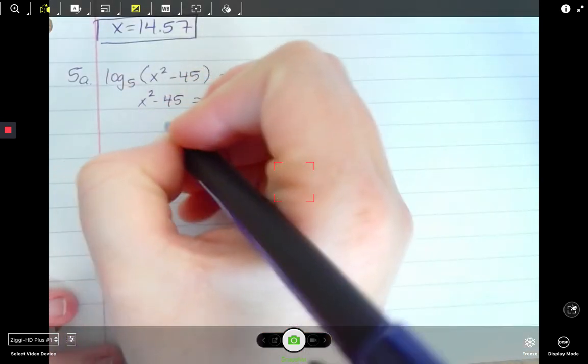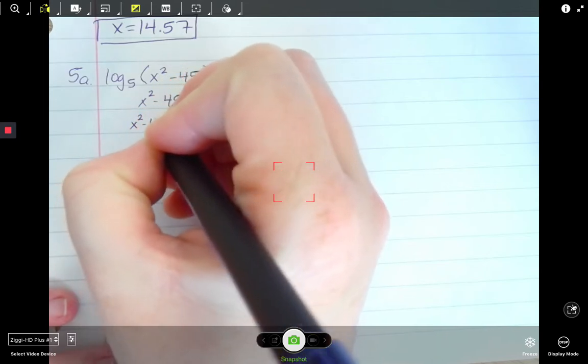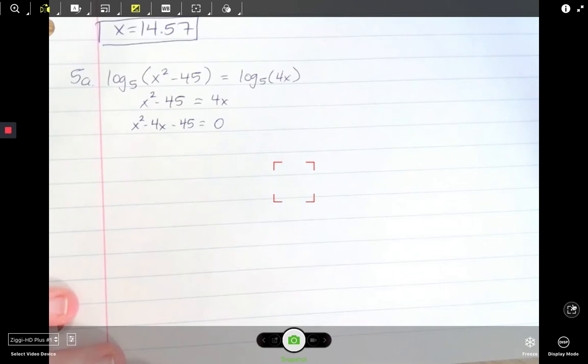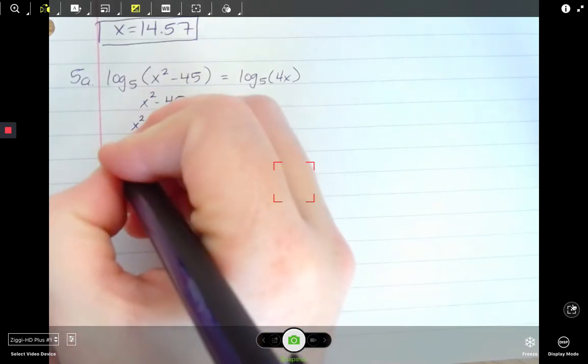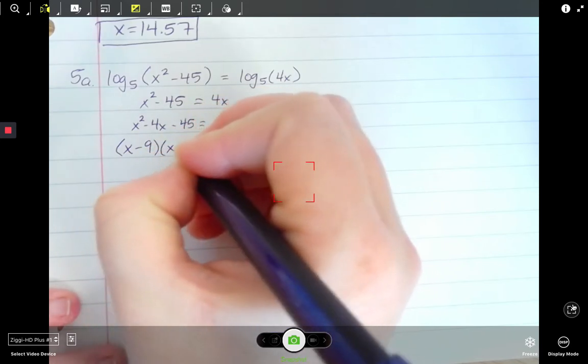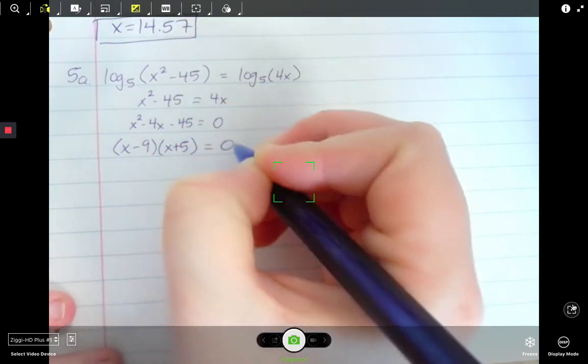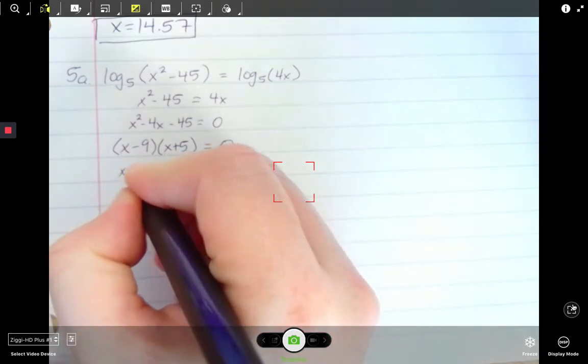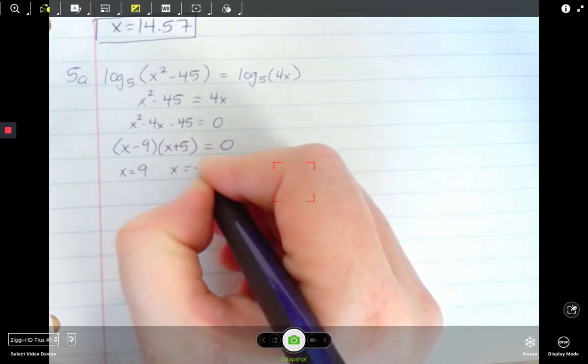I move the 4x to the left side, so I get x squared minus 4x minus 45 is equal to 0. And we factor. This factors into (x minus 9) times (x plus 5) is equal to 0. And we solve for x. So x would equal 9 and x would equal negative 5.